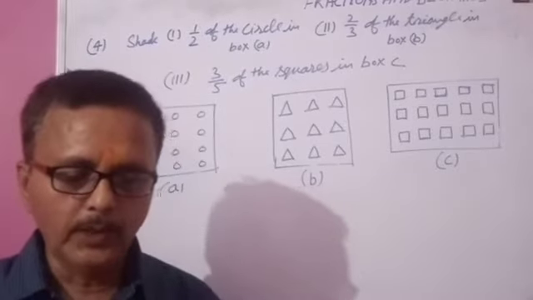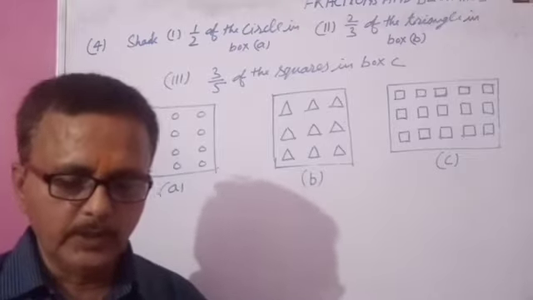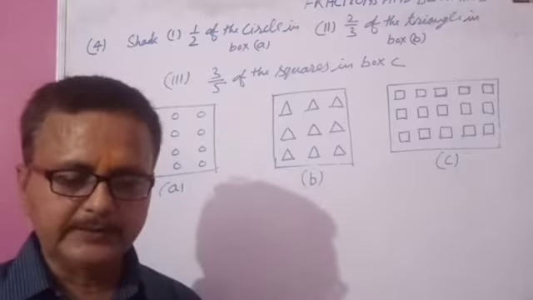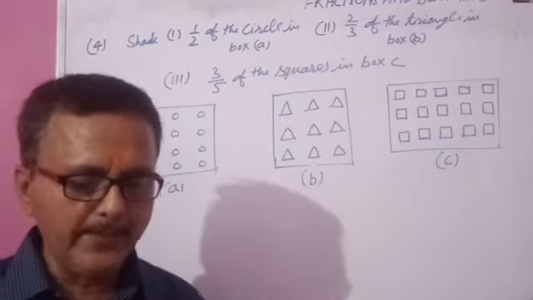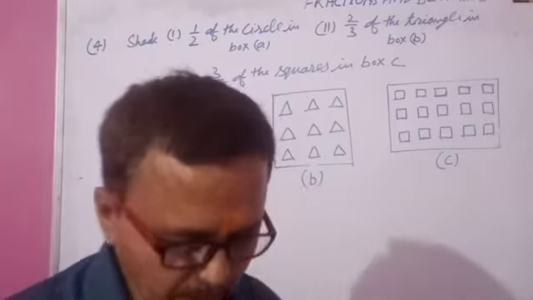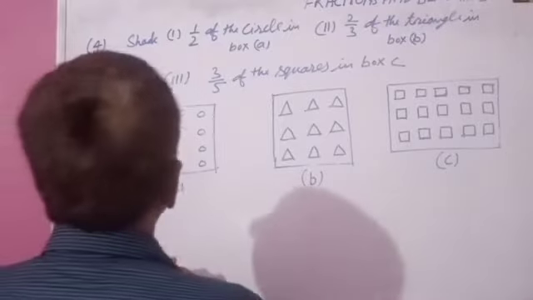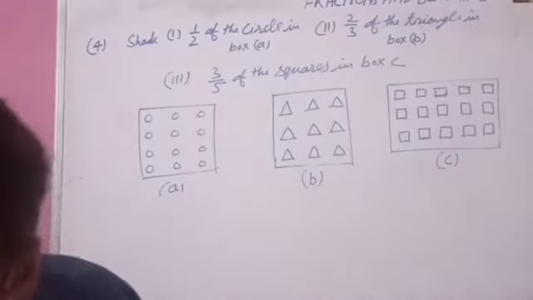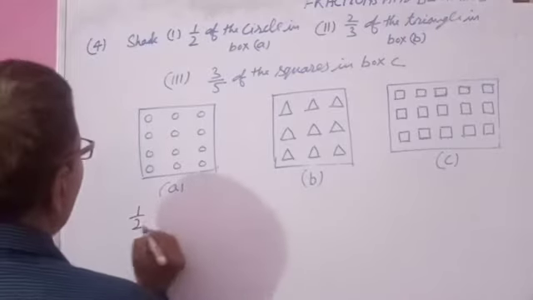Now shade 1 upon 2 of the circles in the box A, 2 upon 3 of the triangles in the box B, and 3 upon 5 of the squares in the box C. First of all you will find 1 upon 2 of the circles.